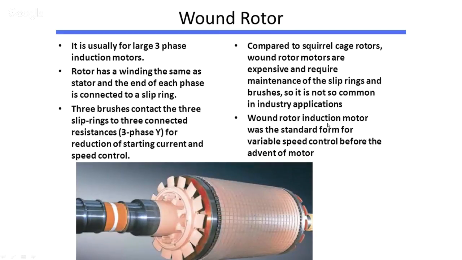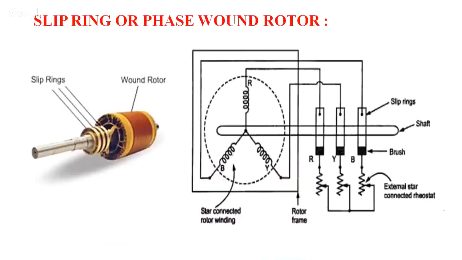Wound rotor induction motor was the standard form for variable speed control before the advent of power electronics. So this is a slip ring or phase wound rotor, or simply it is called a wound rotor. So this is a wound rotor. You can see the slip rings here.